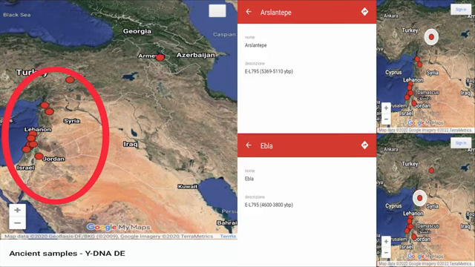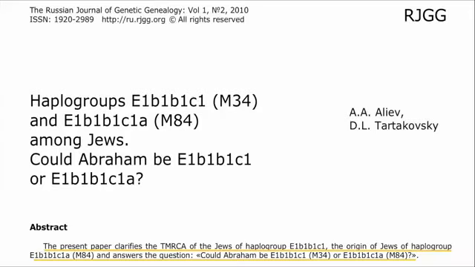Could Abraham also be one of these Semitic populations with E-M34? This is actually a high probability. According to the paper titled "Haplogroups M34 and M84 among Jews: Could Abraham be E1b1b1c1 or E1b1b1c1a?" The present paper clarifies the TMRCA, the most recent common ancestor, of the Jews of haplogroup E1b1b1c1, the origin of Jews of haplogroup M84, and answers the question, could Abraham be M34 or M84?